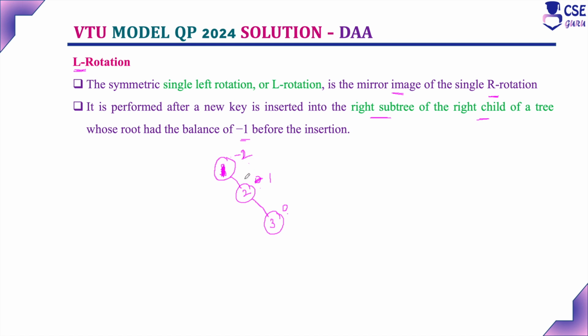To convert this unbalanced binary search tree into a balanced one, you have to apply a single left rotation. After applying it, the root node will be 2, the left child will be 1 and its right child will be 3. Now if you check the balance factor, everywhere it is balanced. So whenever you insert a new node into the right subtree as a right child, the balance factor gets affected and you have to apply a single left rotation.